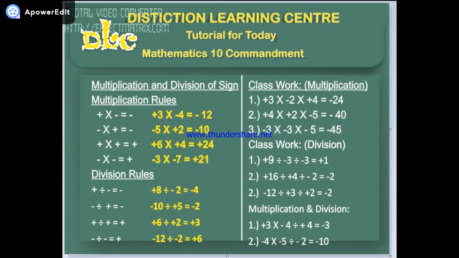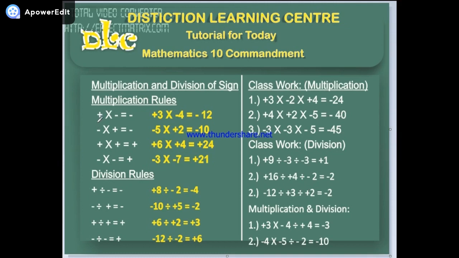Our tutorial for today is still Mathematics 10 Commandments. Though we've explained the previous rules, which is addition and subtraction of sign, today we are moving forward by starting multiplication and division of sign. So we start from this angle. Multiplication rules. What are multiplication rules?